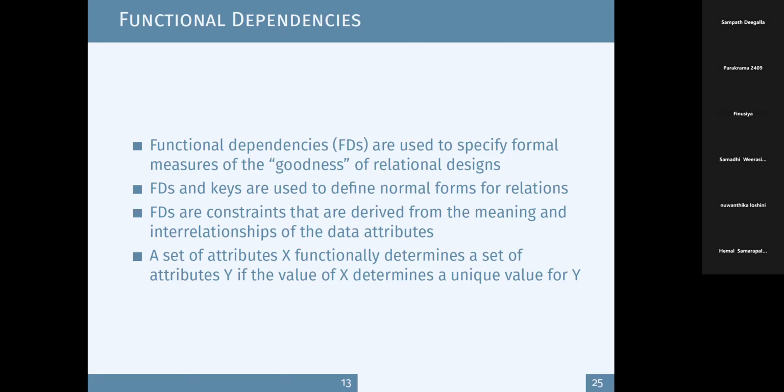In a similar way, when you have unique IDs, like a national identity card or passport number, we can uniquely identify each person. Whenever you have a unique value like this, you can determine any other attribute. Primary keys, for example: using any primary key, you can uniquely identify the other attributes. So it's very important that we understand these ideas.